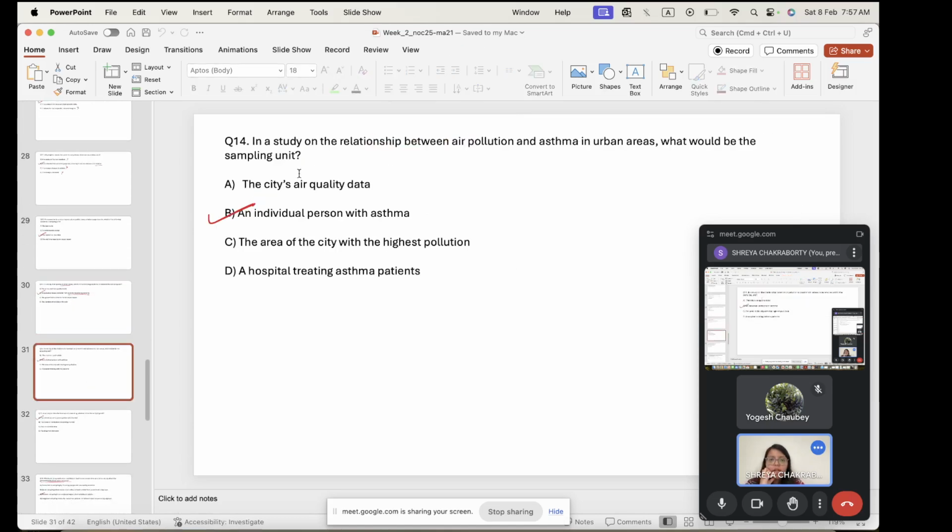If we are interested in studying the relationship between air pollution and asthma in urban areas, what would be the sampling unit? Someone who's experiencing pollution and also having asthma. So this one is the more appropriate answer.